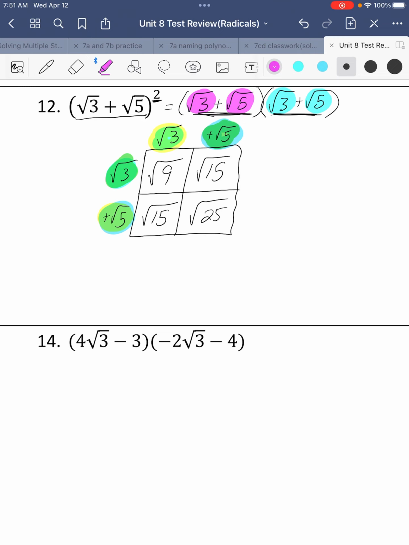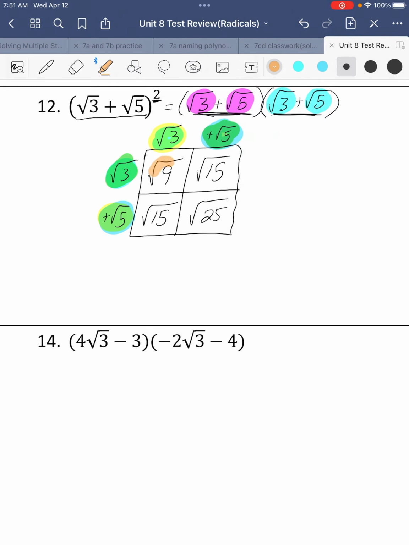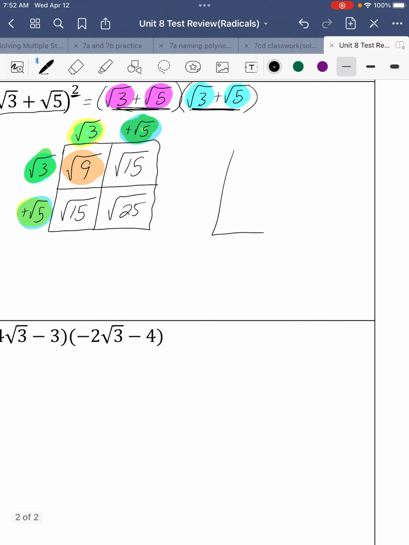After you multiply radicals, you always look to simplify. So we're going to look inside to see if there's anything we can simplify here. And so we have square root of 9, that's 3. So the square root of 9 is 3. The square root of 25 is 5.